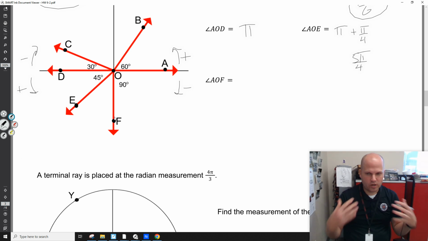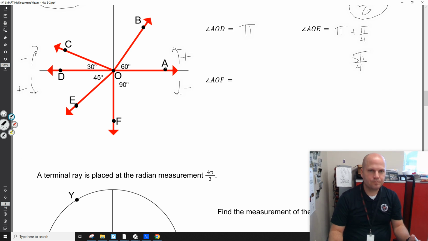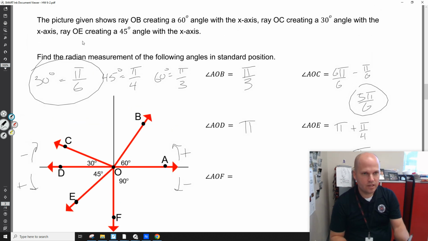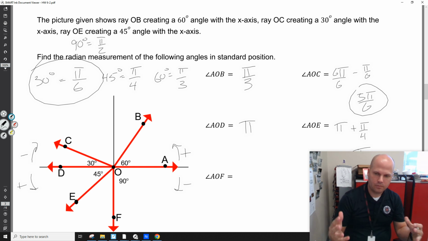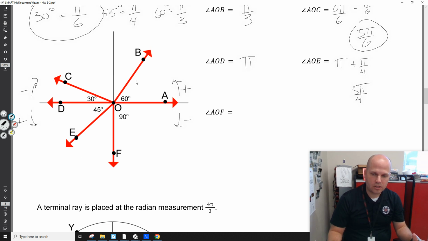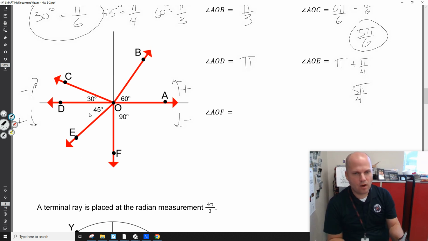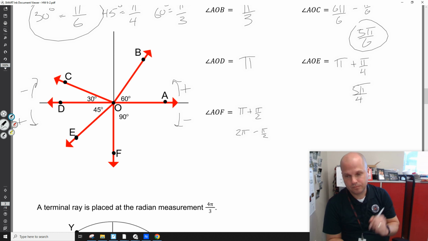AOF. You want to say it's pi over 2, but it's not. Two ways to do it. You can either say I get to pi and I add what is a 90-degree equivalency in terms of radians. 90 degrees is pi over 2. So AOF could either be pi plus pi over 2, or you go all the way around your circle to 2 pi and subtract pi over 2.